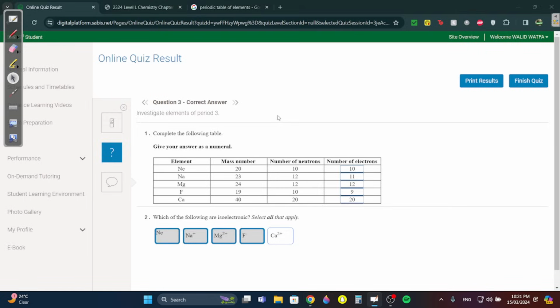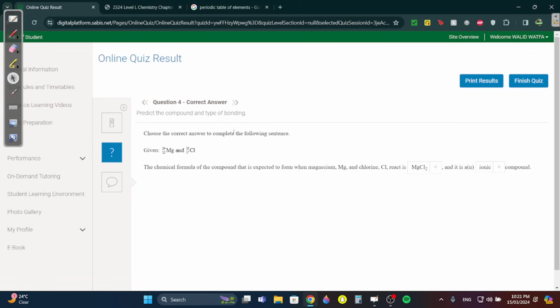Question 4. The chemical formula of the compound that's expected to form when Mg and Cl react. Without memorizing tables, Mg2 plus, Cl minus, crisscross, you get MgCl2. And obviously it's ionic because magnesium is a metal and Cl is a non-metal.